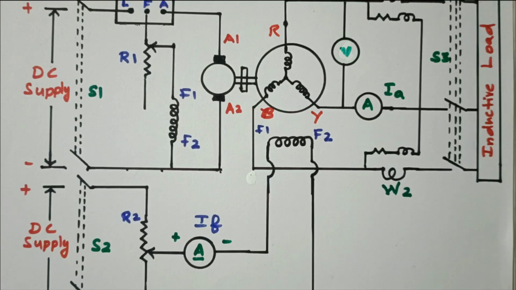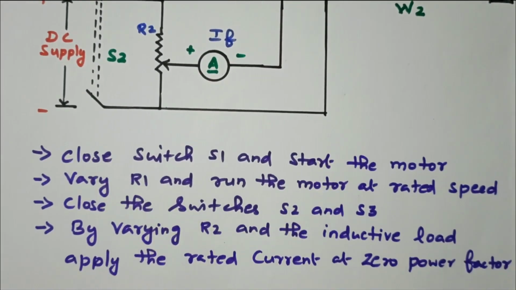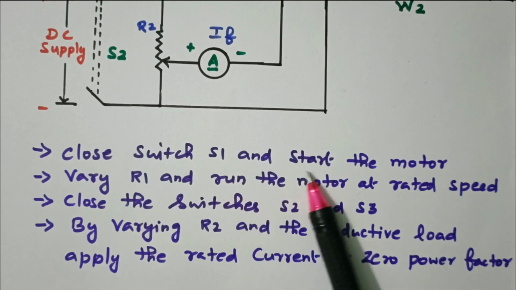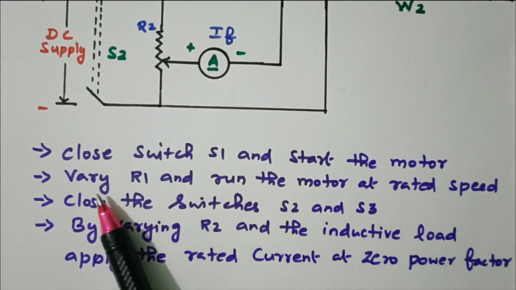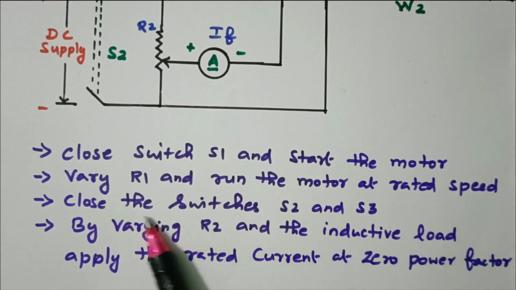Now we'll see the description of what we discussed. So the switch S1 is closed and the motor is started. Vary R1 and run the motor at rated speed. Close the switches S2 and S3. By varying R2 and the inductive load, apply the rated current at zero power factor. We have to find the rated current at zero power factor.